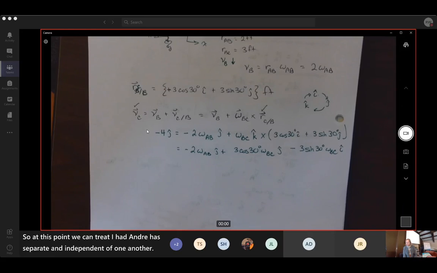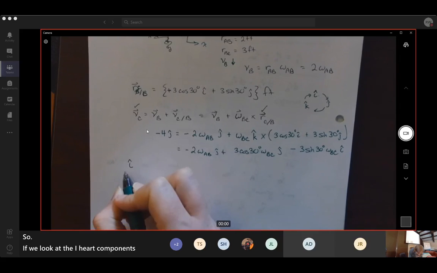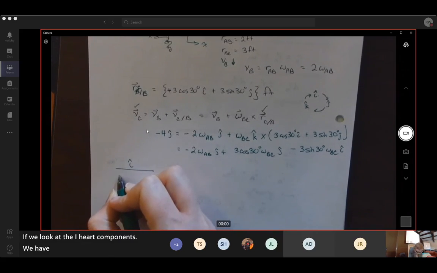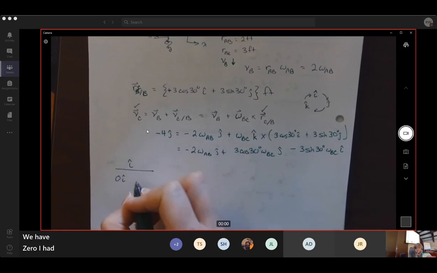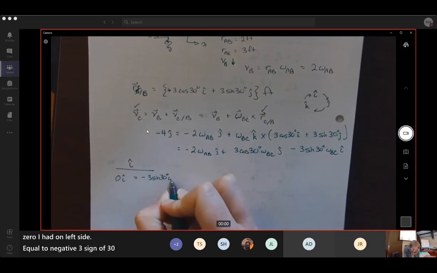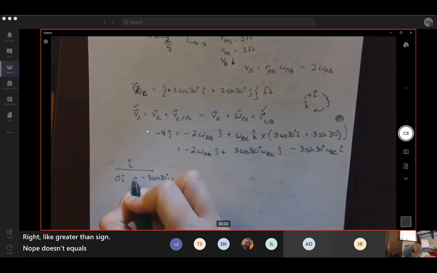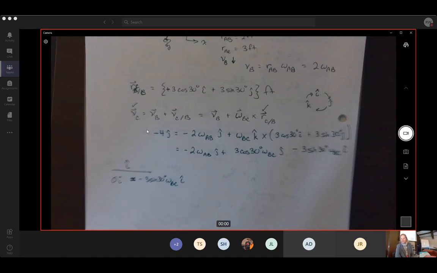So if we look at the i hat components, we have 0 i hat on the left side equal to negative 3 sine of 30 degrees omega BC i hat. What does this tell us? Wait, is that a greater than sign? Nope, that's an equals. What does that tell us?